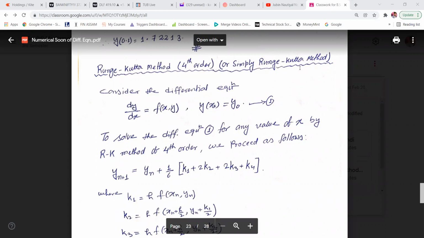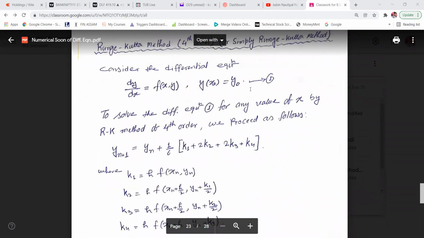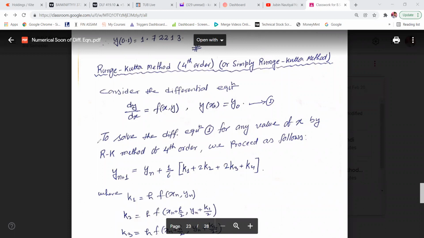So now see, this is your differential equation. dy by dx is equal to f of x, y. y of x naught is your y naught, that means the initial condition is given. Now you need to solve this differential equation by the Runge-Kutta method of fourth order. So the iteration will be this one.